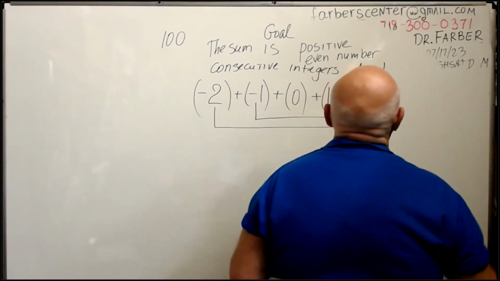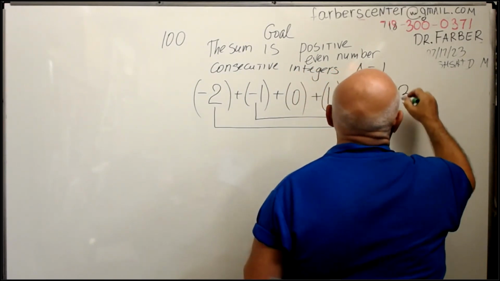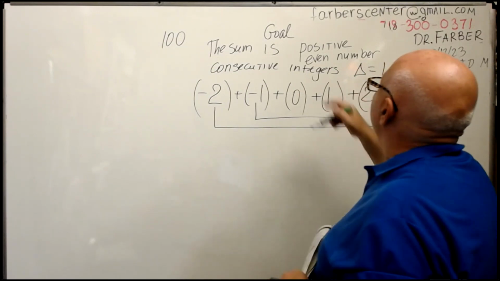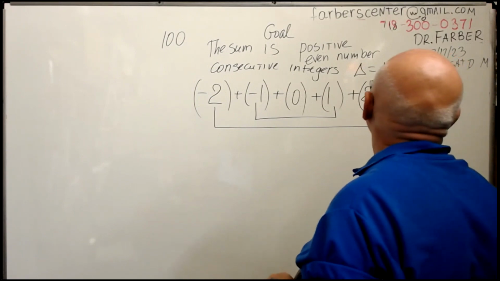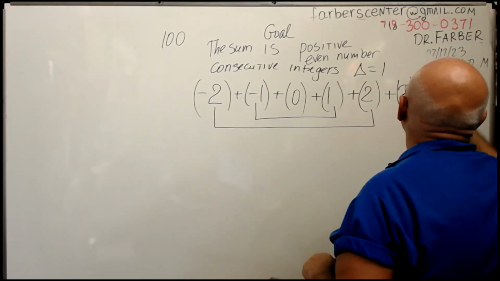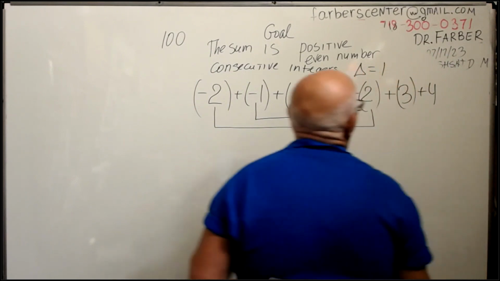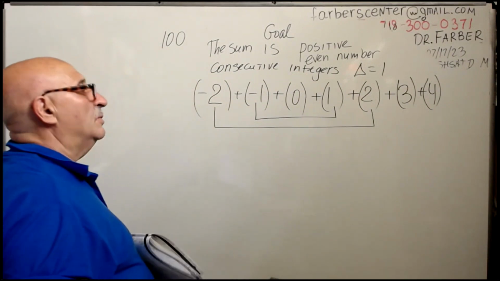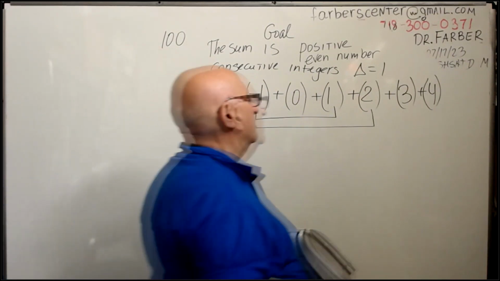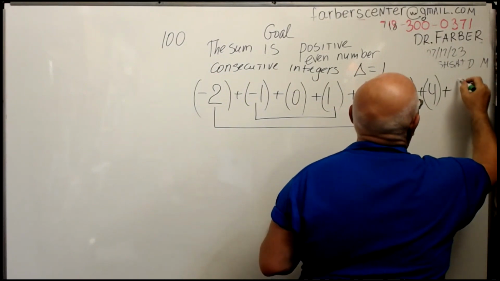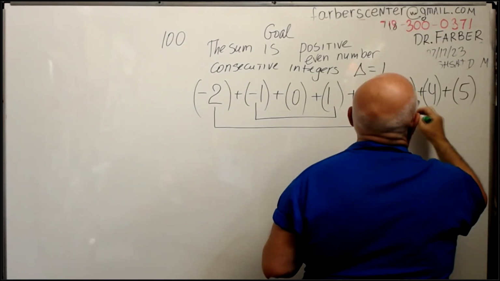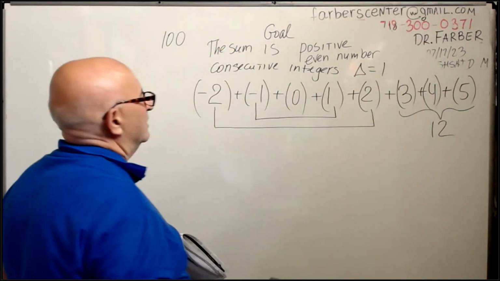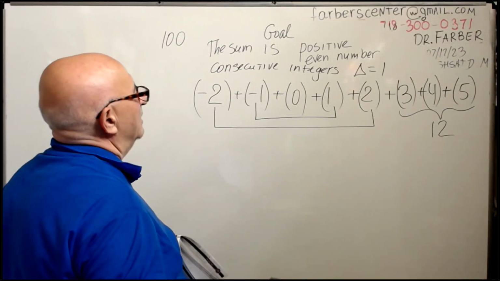Let me add another one, +3. If I add, the total would be 3. 3 is positive, but not even. Let me add 4. Total would be 7. 7 is positive, but not even. Let me try another one. The next one, +5. Bingo, this is 12. The sum is a positive even number, 12.